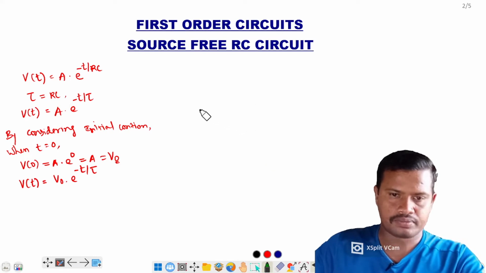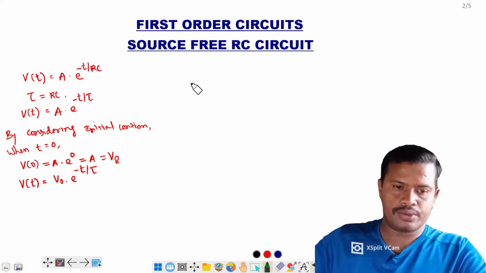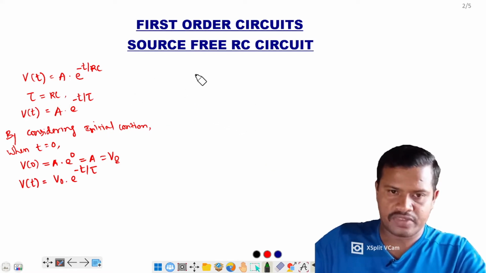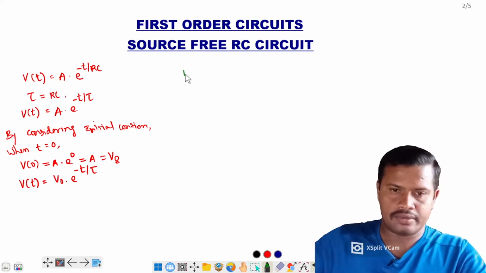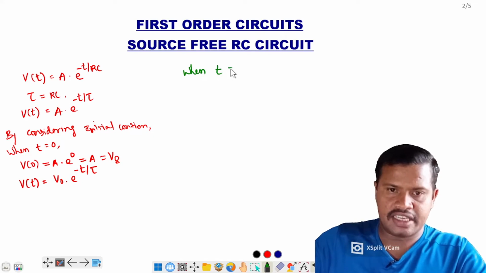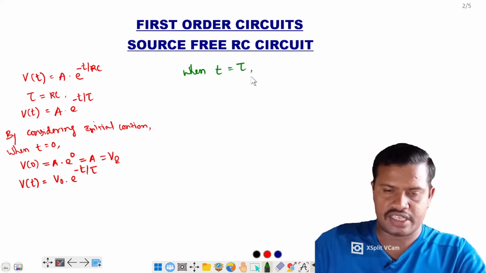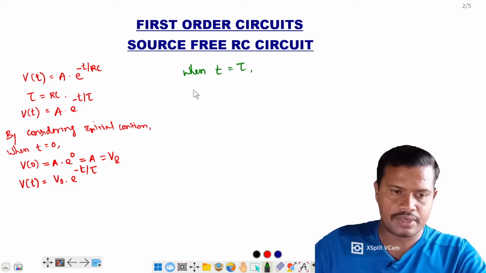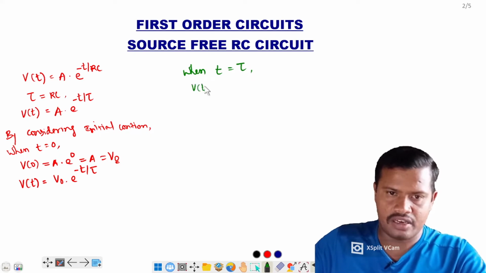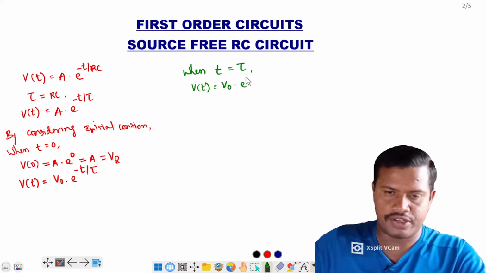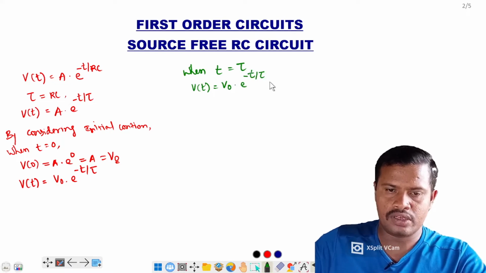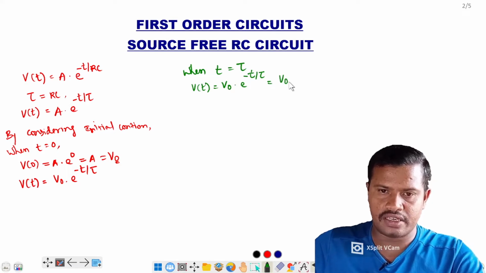Further, when t is equal to the time constant, the equation becomes V of t is equal to V naught into e to the power of negative tau by tau, which is equal to V naught into e to the power of negative 1.